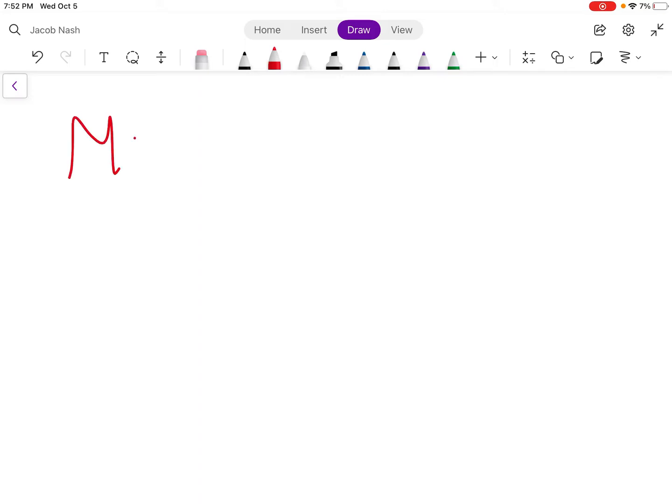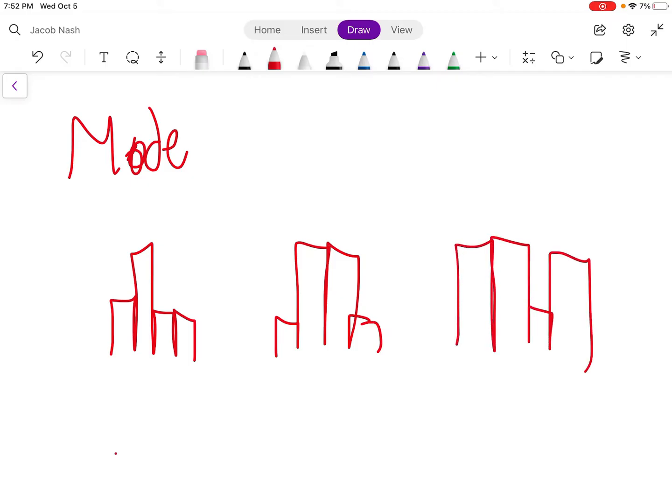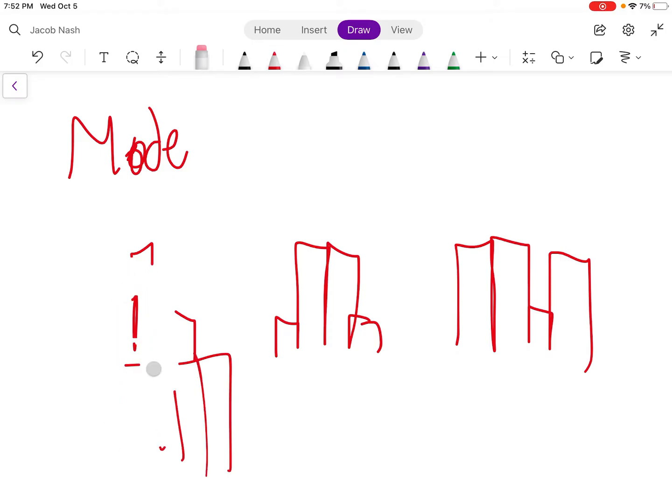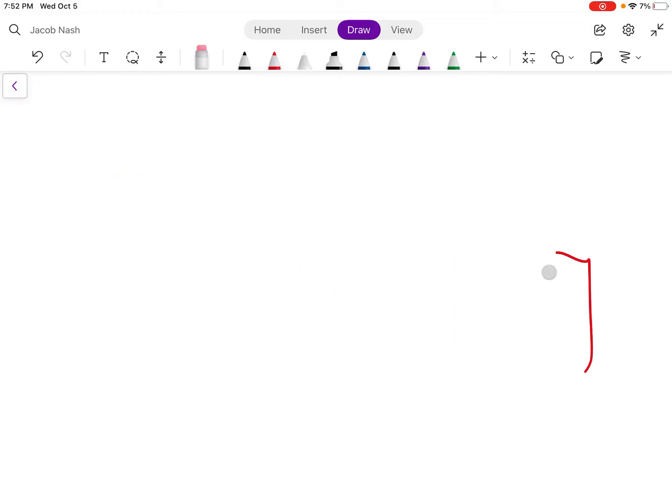Alright, mode. Hopefully we know that's what appears the most. Well, there can be different kinds. So this is unimodal. There's only one mode. This is bimodal. There's two modes. This is multimodal because there's more than two. And then this is just uniform. It's all the same. Pretty simple. All right, that's mode. All right, let's move on to the next thing.